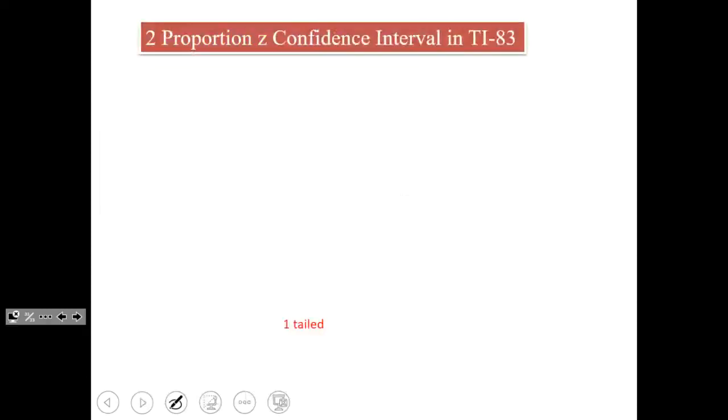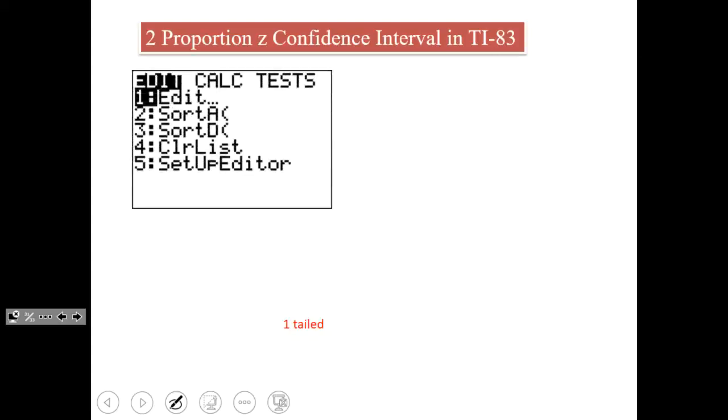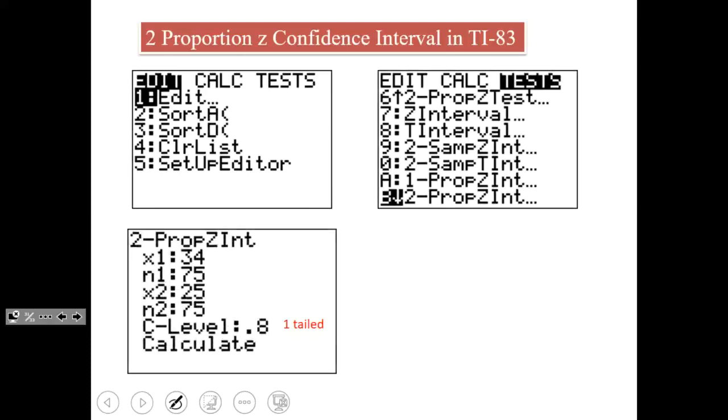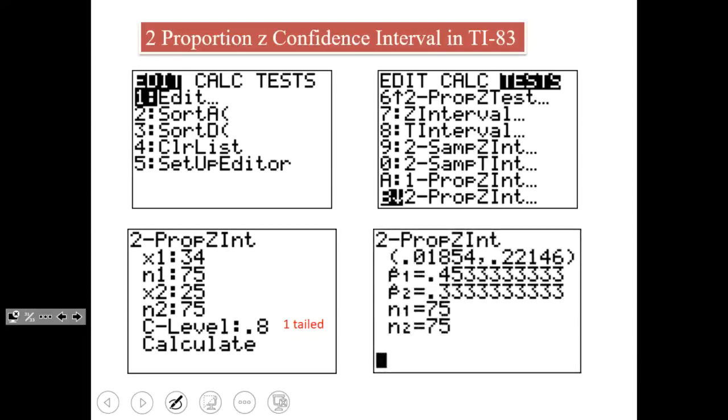So now I need a two proportion z confidence interval using the TI-83 or 84. We're still going to go to stat, still going to go to test, and we scroll all the way down to two proportion z interval. When I do that, I put in my data. If I've run the test first, it already has my data for me. I tell it how confident I want to be. In this case, I said 80% because it's a one-tailed test. If you go back and look at the previous chapter, you can see how we find those values based on our alpha levels. So I'm still going to get 0.018 all the way up to 22 percentage points.